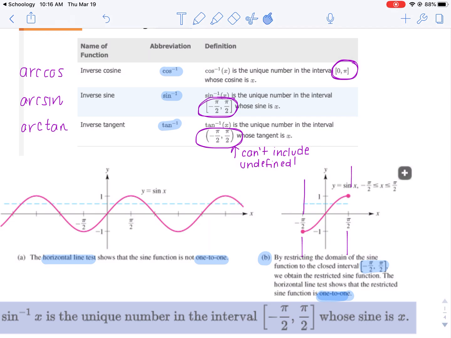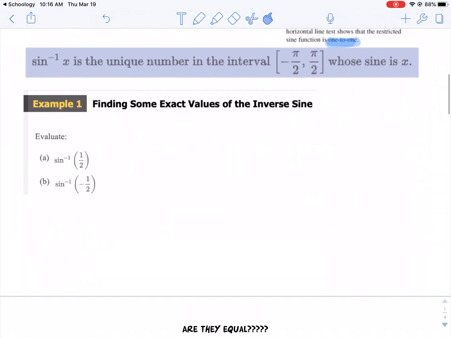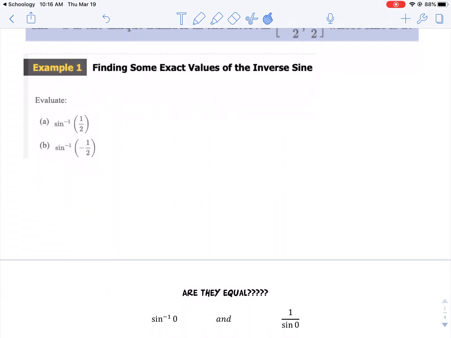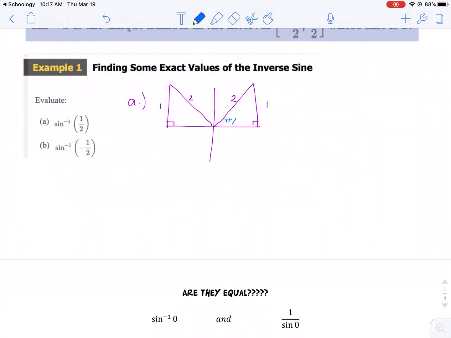Okay, so huge fact: sine inverse of x is a unique number in the interval negative pi halves to pi halves. So let's do a couple examples and let's see how you do. Sine inverse of 1/2. Well, for me, I'm going to draw my picture like always. Sine is positive, so I'm thinking, okay, first quadrant, second quadrant. This is 1 over 2, this is 1 over 2, so that makes my angle pi over 6.